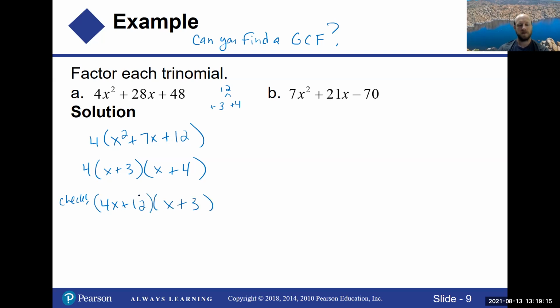And now when you check it, you're going to have to FOIL. So I'm going to take 4x times, I talked about that in another video with my silly writing tablet here. I take 4x times x, which is 4x squared. I take 4x times 3, which is 12x. 12x times x is 12x.